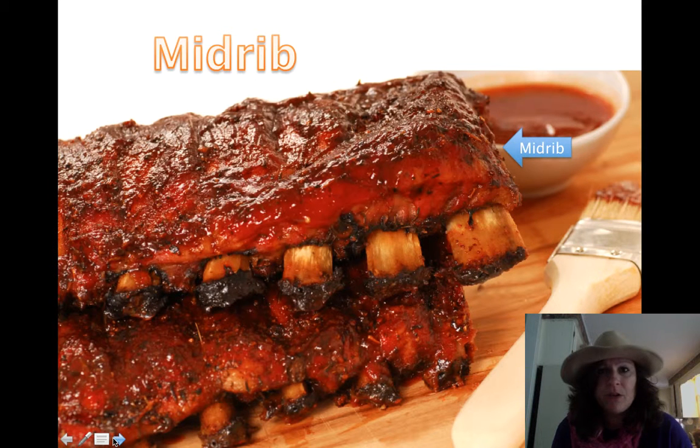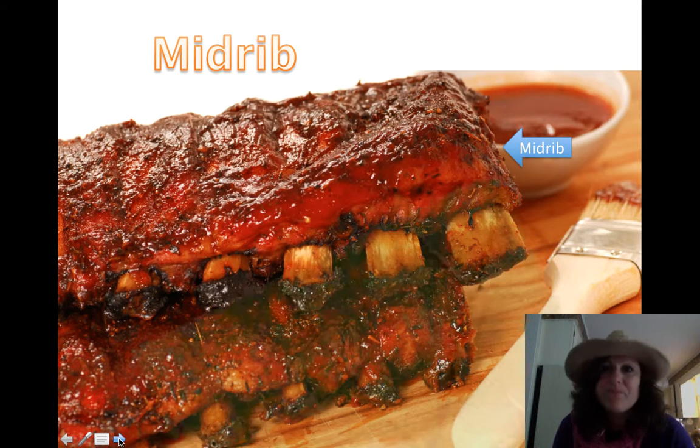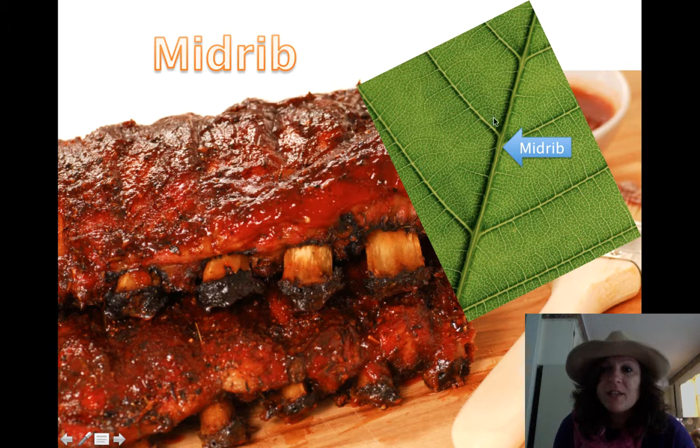Midrib. I was kind of hungry when I made this, it was ribs. I love ribs. Anyway, look at this, right here, midrib. Mid, like middle, rib, like strong structure. This leaf here has a midrib. It's the center vein of the leaf, right here. Really sturdy and rigid usually.